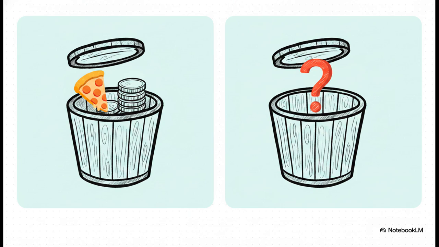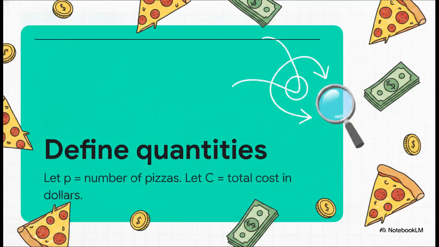To model this mathematically, we've got to separate the info into two buckets. First, what do we actually know? Well, we know the $5 fixed fee and the $12 cost per pizza. But what's the unknown? That's the number of pizzas we're going to order, and ultimately, the total cost of the whole thing. Now listen up, because this next step is absolutely crucial.